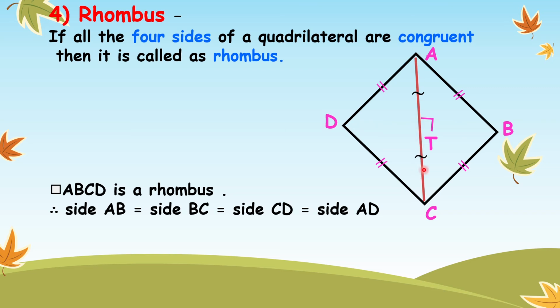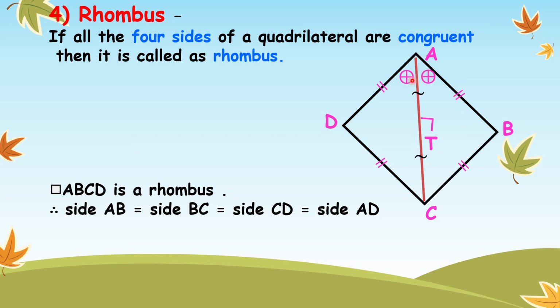The diagonals bisect opposite angles. A and C are a pair of opposite angles. Here diagonal AC bisects the angle A. That means diagonal AC divides the angle A into equal parts. The first part is angle CAD and the second part is angle CAB.